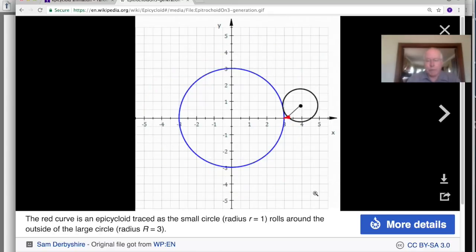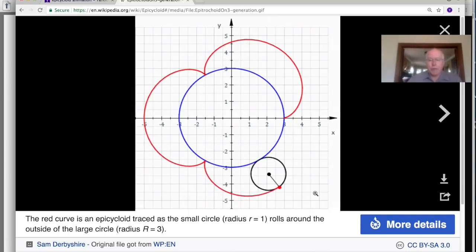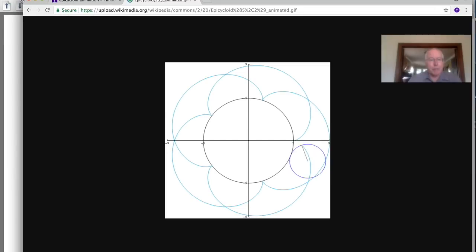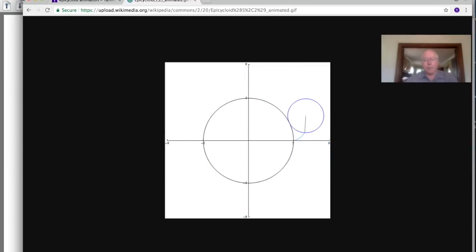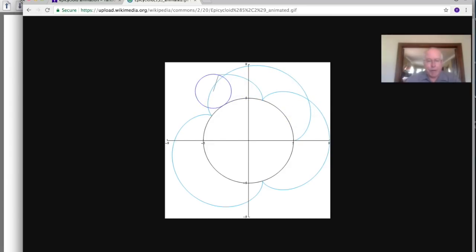Now, depending on the relative radii of the inner and outer circles, you may have different looks to the epicycloid. Here's another example. We've already done some drawing here. Here we see a slightly larger circle relative to the big circle, and we can see that it doesn't really come out even rolling around the big circle. So here the epicycloid takes on a more interesting look, many different lobes, etc.